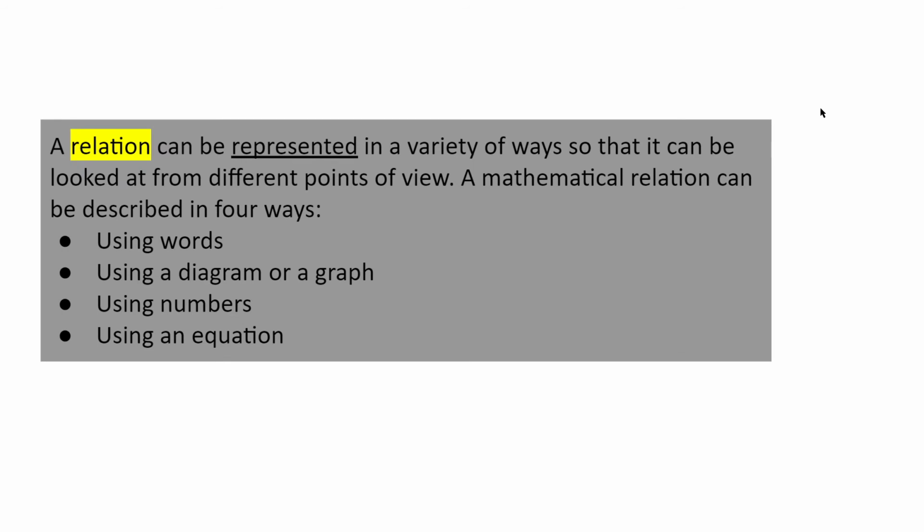So a relation can be represented in a variety of ways so that it can be looked at from different points of view. A mathematical relation can be described in one of four ways: using words, a diagram or a graph, using numbers, or an equation. All this to say is that we want to be able to represent our mathematical findings in a way that is easy to understand and interpret.